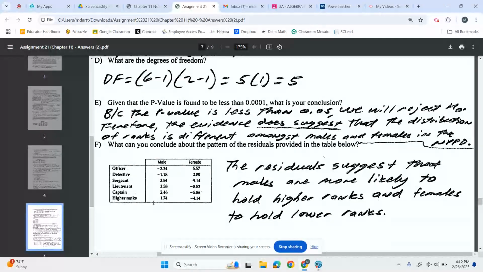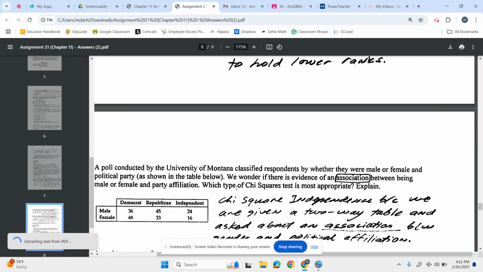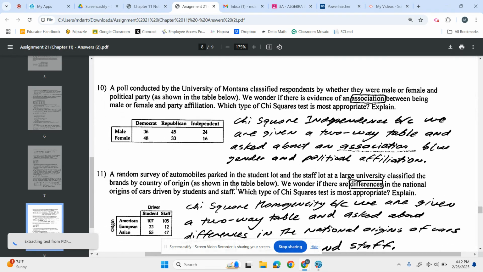All right, so then they go in and calculate all the residuals. And take a look at these residuals. You'll notice that for males, there were fewer of the lower ranks and more of the higher ranks than we would have expected, because it's negative here, positive here. Whereas for females, it was the opposite. There were more positive on the lower ranks, more negative on the higher. So what do the residuals seem to indicate? That males have more higher ranks than we'd expect and fewer lower ranks. On the flip side, females have more lower ranks than expected and fewer higher ranks than we would have expected. Okay? All right, number 10.